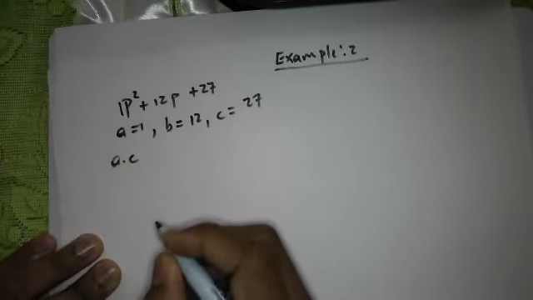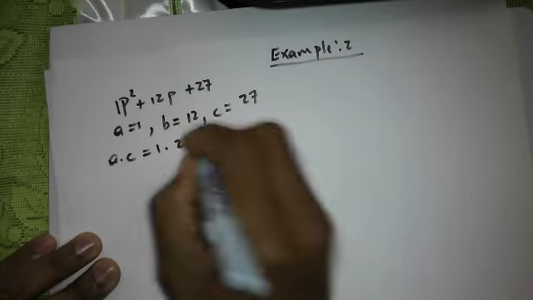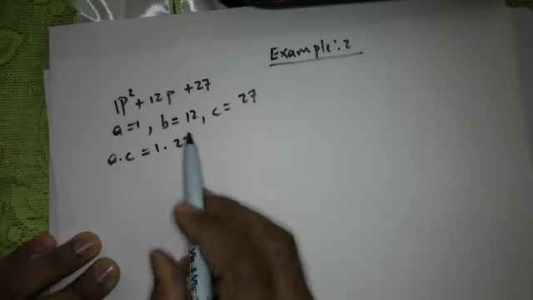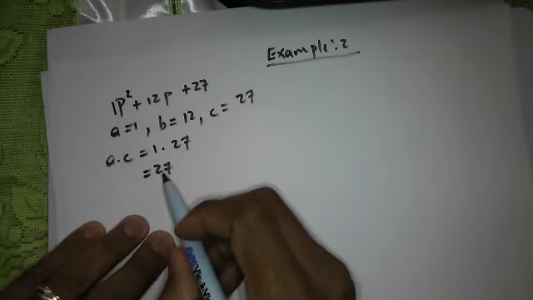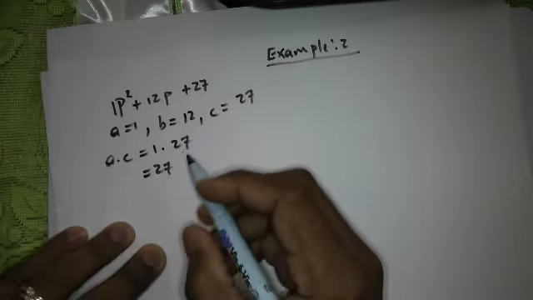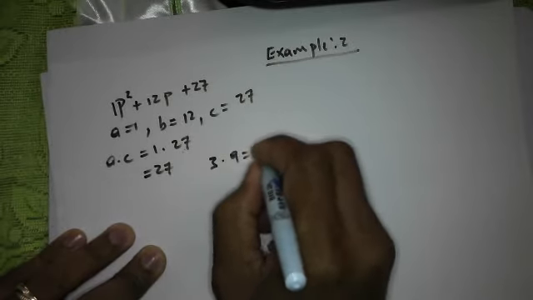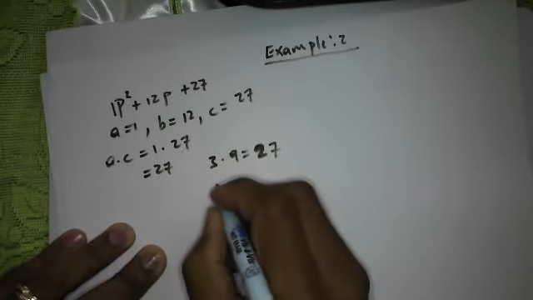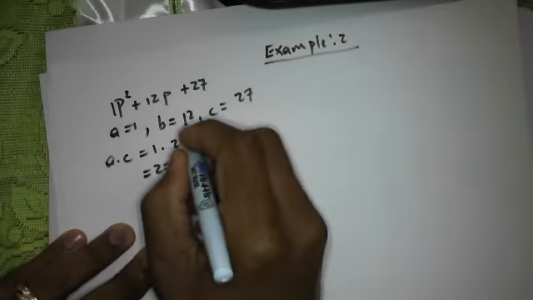So ac, which means a times c, is 1, which is a, times c, which is 27. Now, if I look at these two, if I add these two, I will not get 12. Okay? So 1 times 27, that is 27. Now, I need to find the factors of 27 that when I add them, I get 12. So if I say 3 times 9, I know 3 times 9 will still give me 27, which is this. But 3 plus 9 will give me 12, which is my middle term here.